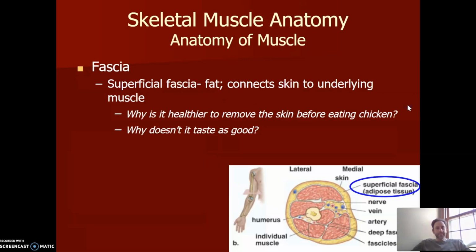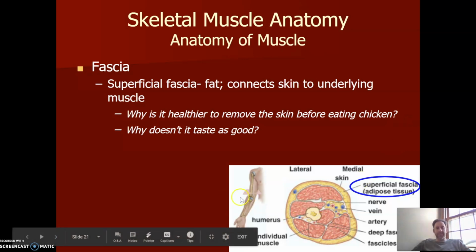Two kind of general categories of fascia. Superficial fascia is basically fat, and it connects skin to your underlying muscles. So if you look at this, this is a cross section of the arm. You can see the humerus, that's the bone there in the middle. What's that? Did you say yellow bone marrow? Good job. It's like Dora the Explorer. This yellow layer here is the superficial fascia. It's basically fat, and it just holds the skin onto that underlying muscle.